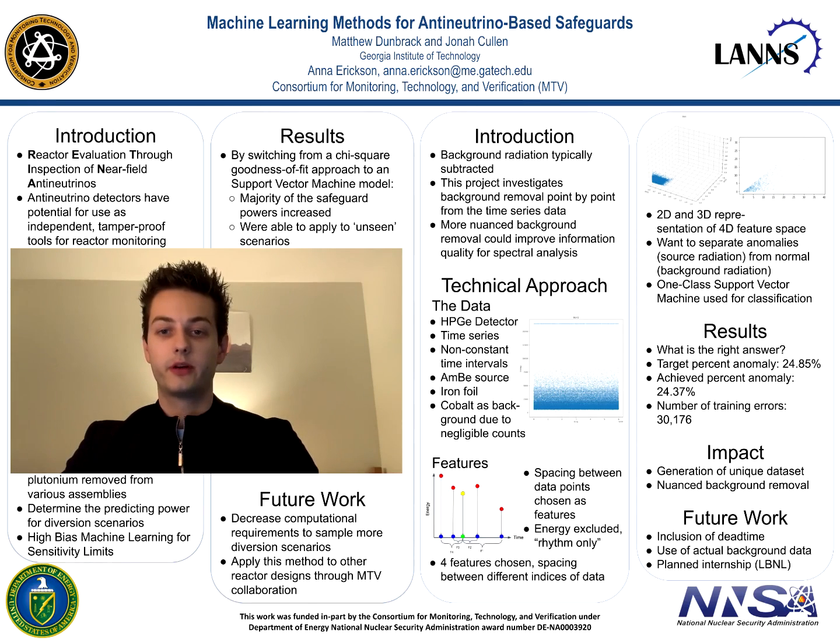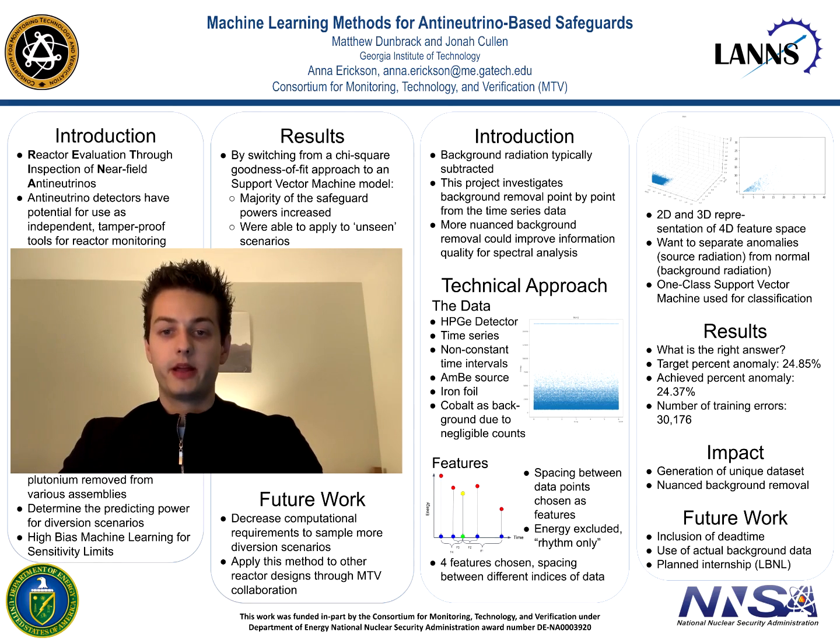Hi, I'm Jonah Cullen, and for my side of the project, I focused on background removal via machine learning classification. While background radiation is typically subtracted out directly from the total energy spectrum, this project investigates point-by-point removal of the background data from the time series data. This could provide a more nuanced background removal, which could improve information quality for spectral analysis, as well as providing a unique data set not otherwise achievable.